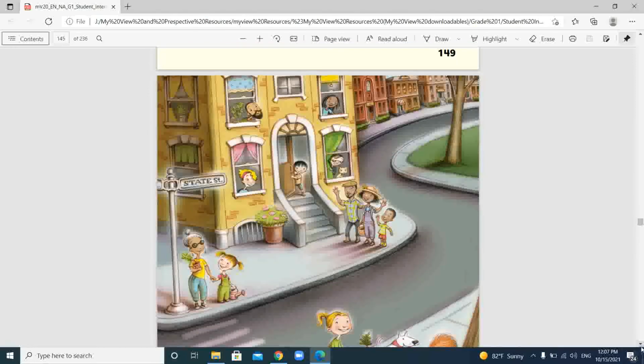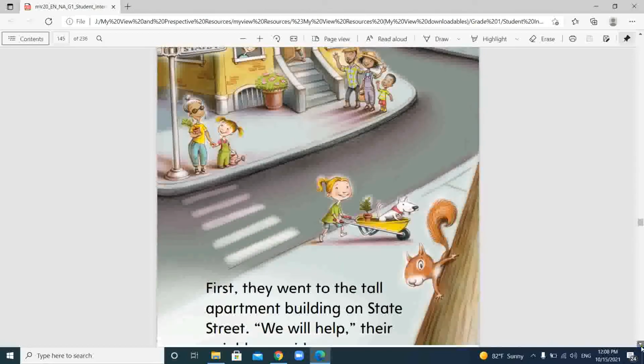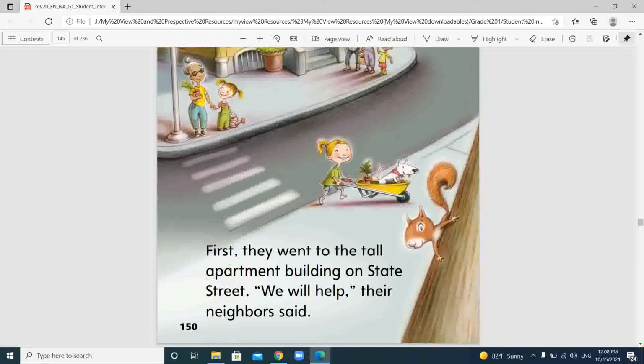And we just talked now about what a garden is. So let's see what they did. So are they in the garden? No. The setting changed. They went to their street or their neighborhood. Let's see what happened. First, they went to the tall apartment building on State Street. We will help, their neighbors said. So they went back to the neighborhood, okay? And their neighbors said, we will help. So they agreed. They said yes.